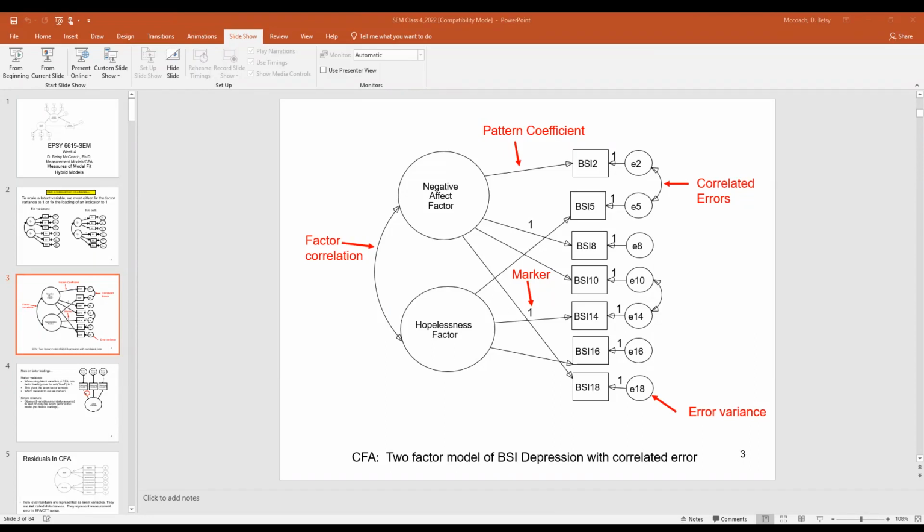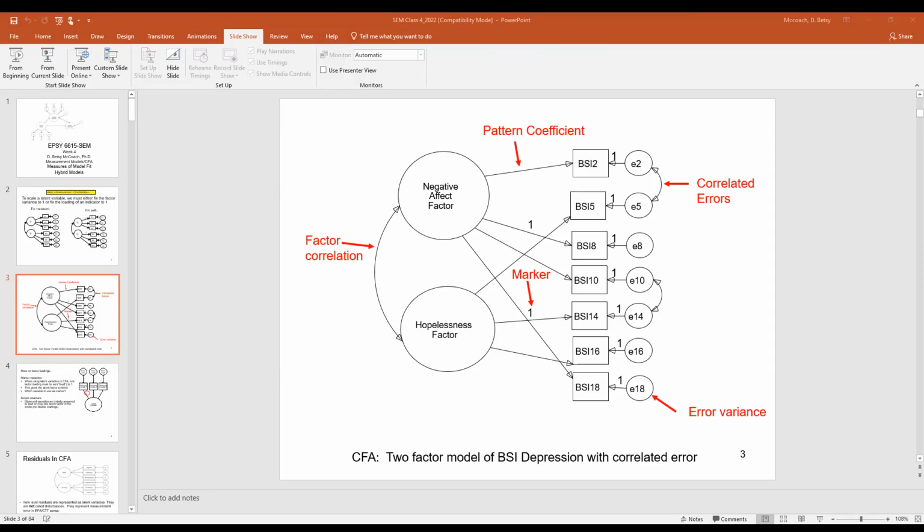So the variance in BSI2, for example, is predicted by two pieces, right? One piece is the variance that's predicted by the negative affect factor. And the other piece, E2, is just the variance in BSI2 that's not predicted by negative affect, right? So for every endogenous variable, we're chunking out variance explained, and it could be explained from multiple sources. And then there's the unexplained variance. And when we correlate the errors like that, then we're saying, hey, the unexplained variance in BSI2 is related to the unexplained variance in BSI5.